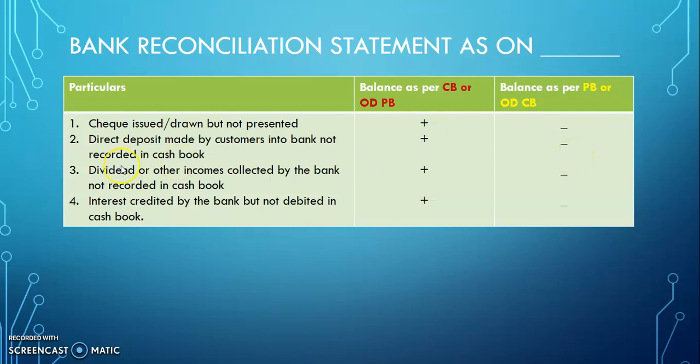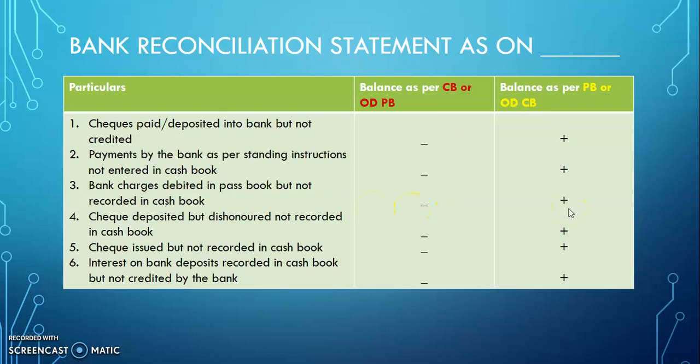And then the third one, dividend or other incomes collected by bank not recorded in cash book. Here also cash book balance decreases, so we add, but in opposite rule we have to deduct. Then the fourth one, interest credited by bank but not debited in cash book. Here also, an income credited by bank in our passbook, but we never made any entry in cash book, so the cash book balance is decreased. So here we add, and in opposite rule we deduct.